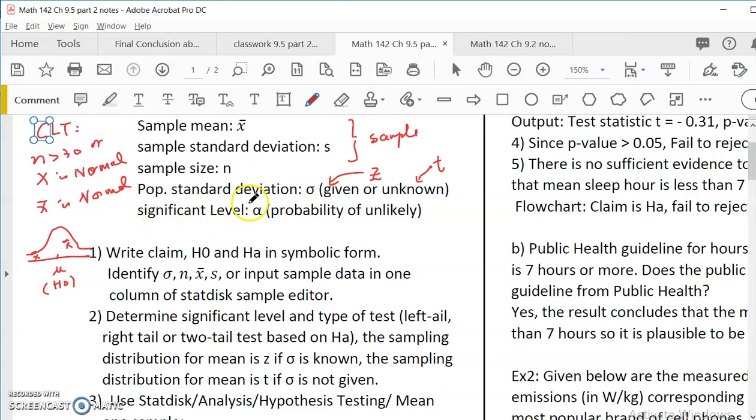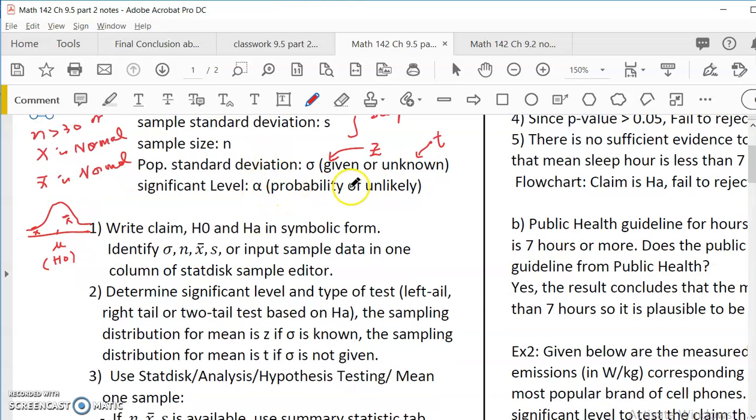And then of course the significance level is alpha. You can change it yourself depending on whether you want a higher or lower one. It is the probability of what is known as unlikely.